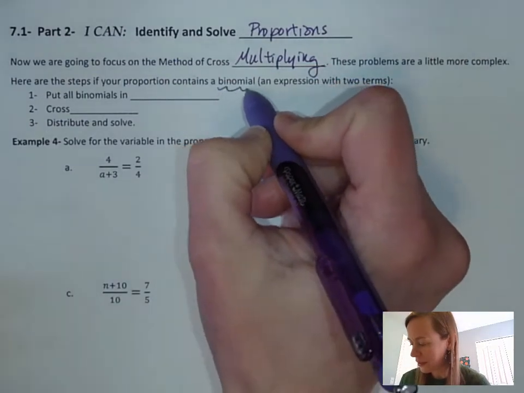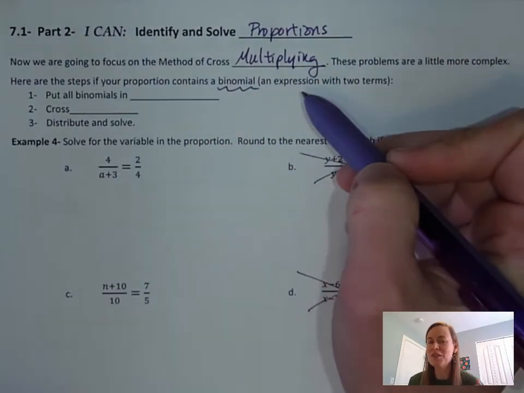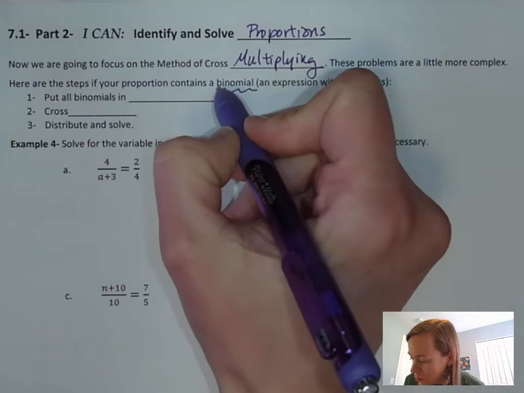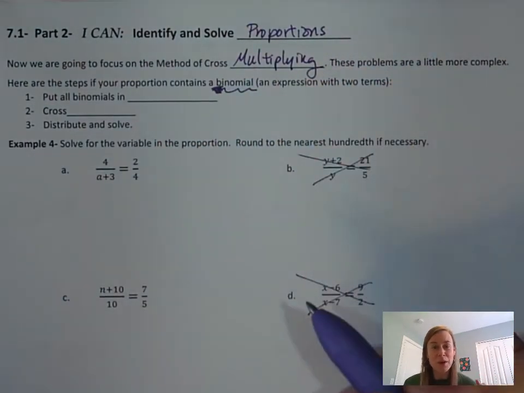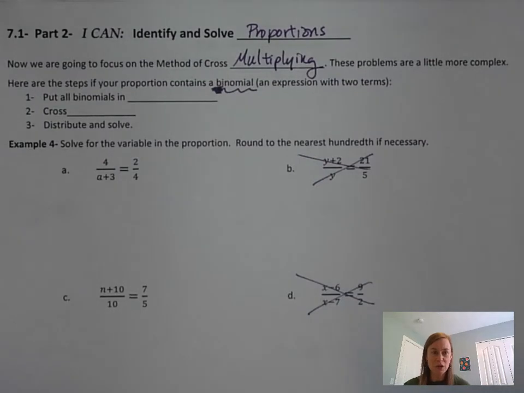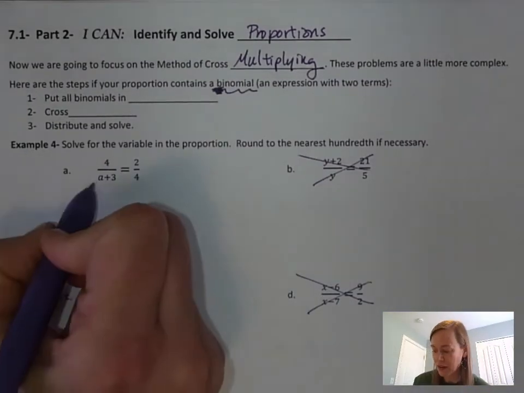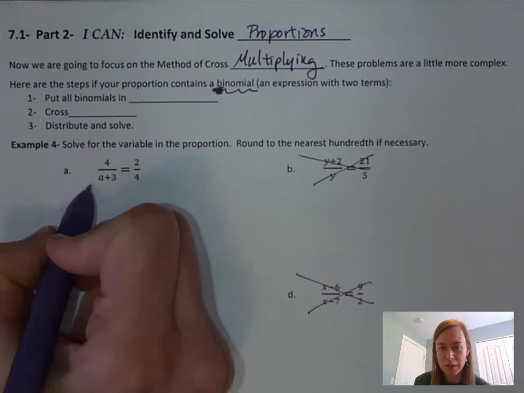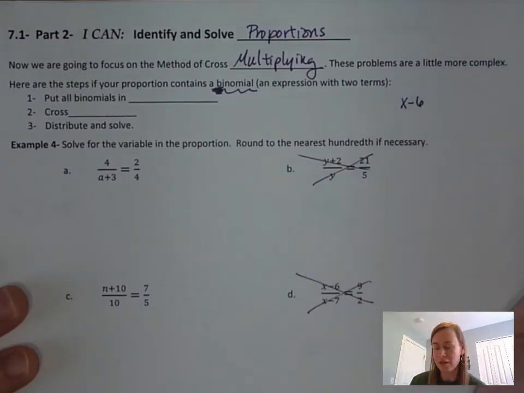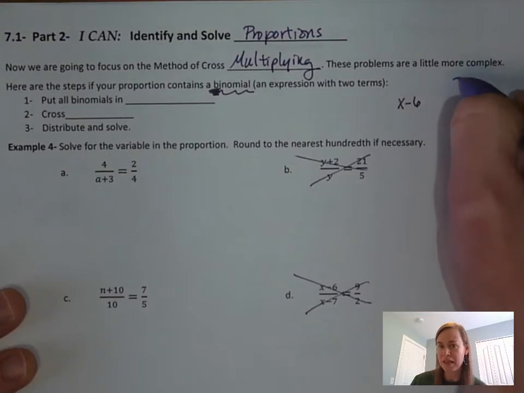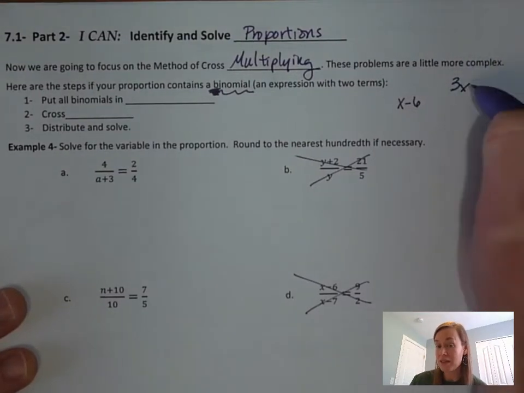What is a binomial? A binomial is an expression with two terms. You notice this root word bi means two, like bicycle. So a binomial is an expression with two terms. For example, a plus 3, that's a binomial. Or x minus 6, that's a binomial. If you have just 3x, that is not a binomial.